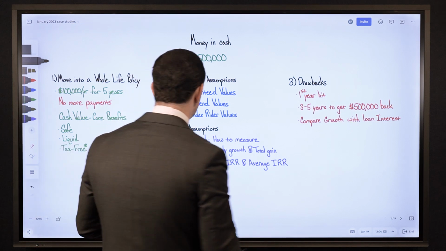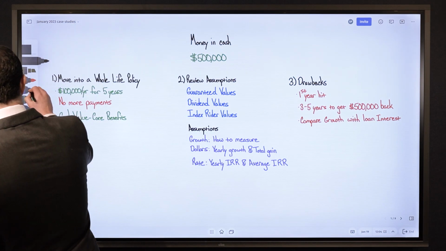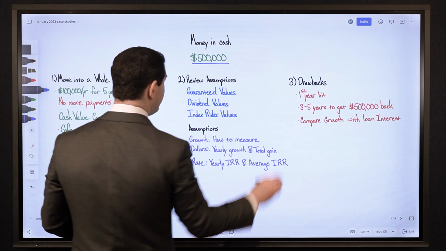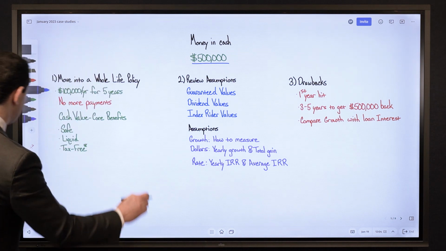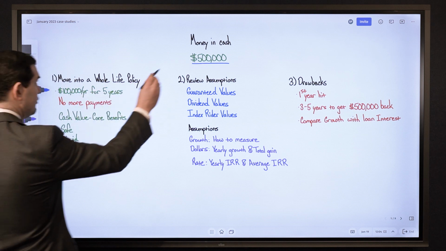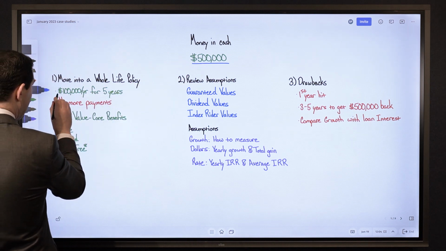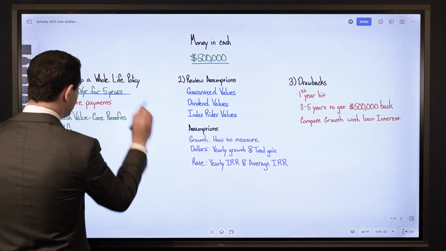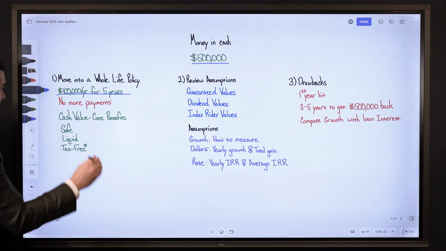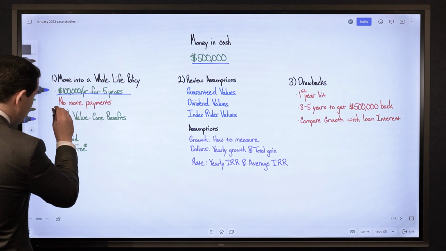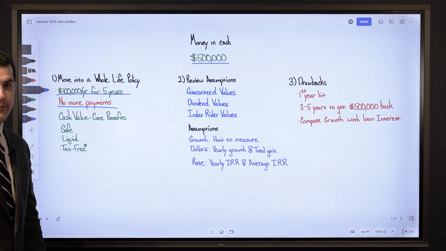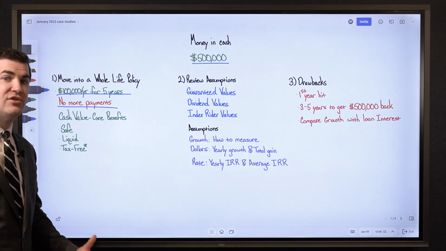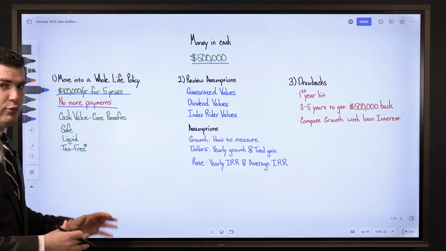The case study we're going to look at is an example of someone moving $500,000 in cash into a whole life insurance policy. So step one, what they're doing is moving this cash into a policy. How they want to do this is $100,000 per year for 5 years. After the 5th year, they do not want to pay anything into the policy, not even the minimum premium. And you can easily do that with a policy if it's set up correctly, which this one is.